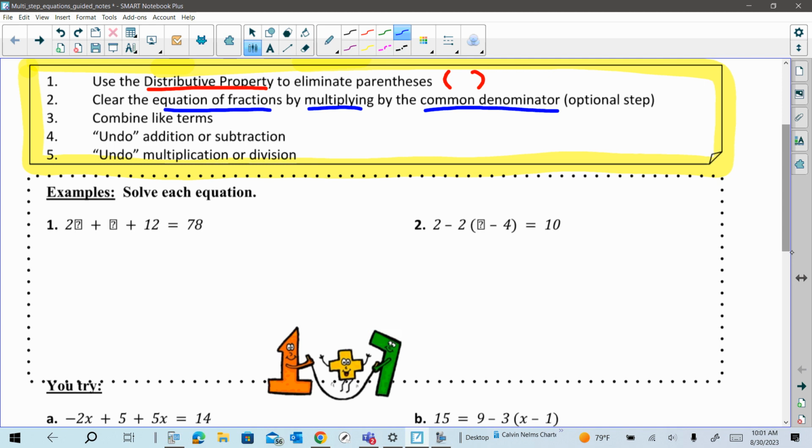All right, so combine like terms, undo your addition or subtraction, then your multiplication and division. Now, what they're trying to show you is there's a question mark, meaning you don't know what that equals, so that's like your variable, so just change those to x's.